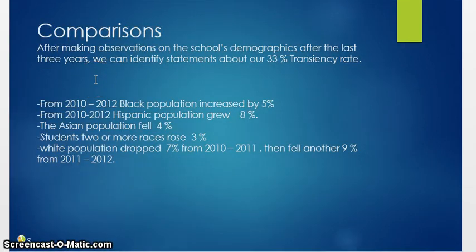Now, comparing the data from the last 3 years of student demographics, we can identify some statements to support our 33% transiency rate for Manning Oaks Elementary School. From 2010 to 2012, our black population increased by 5%. From 2010 to 2012, our Hispanic population grew 8%. The Asian population fell 4%. Students of two or more races rose 3%. And the white population dropped 7% from 2010 to 2011, then fell another 9% from 2011 to 2012. And again, our transient rate is 33%.